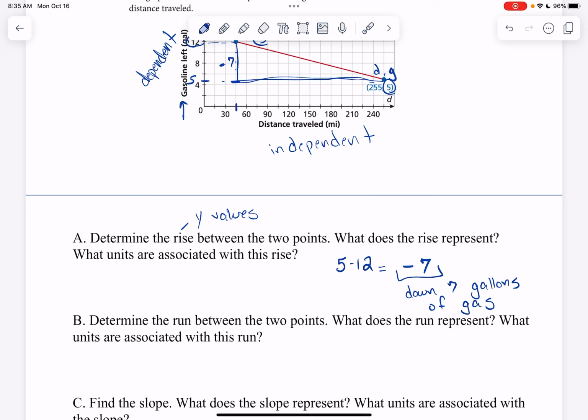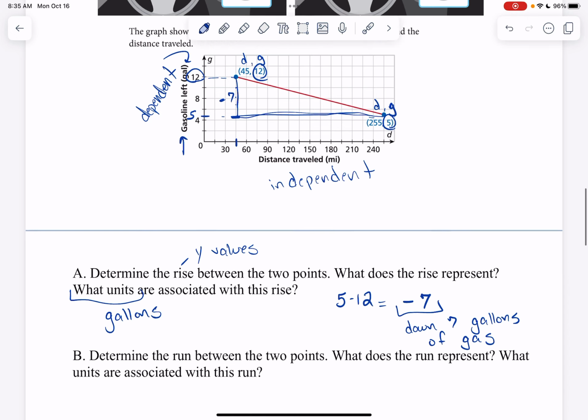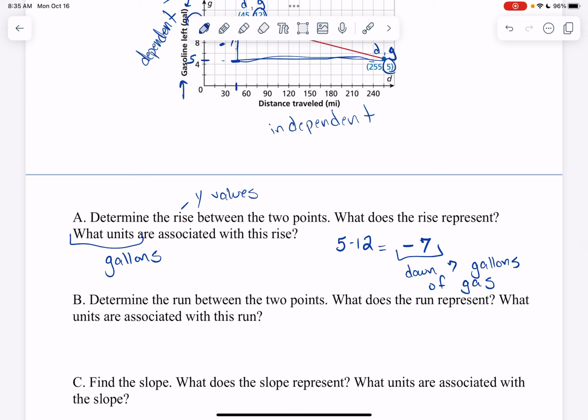Okay, so over this time, I went down 7 gallons of gas. What units are associated with the rise? Well, I just said gallons. Gallons. So I went down 7 gallons of gas.